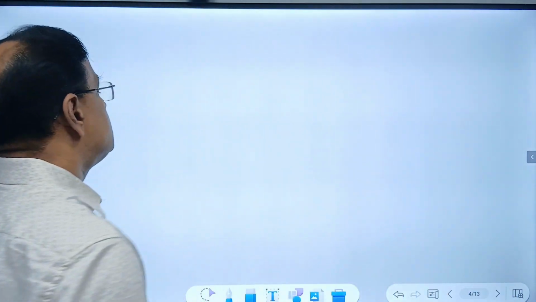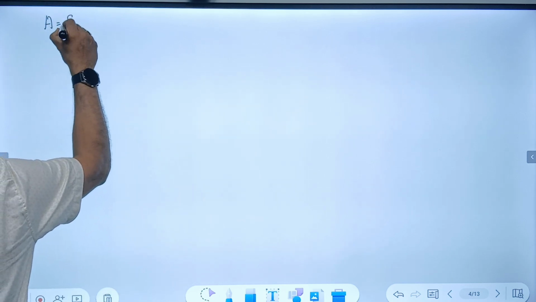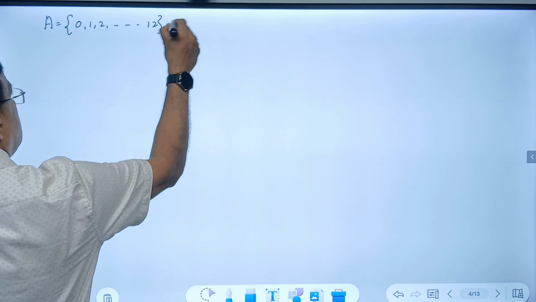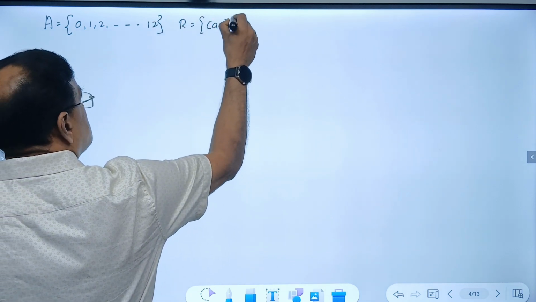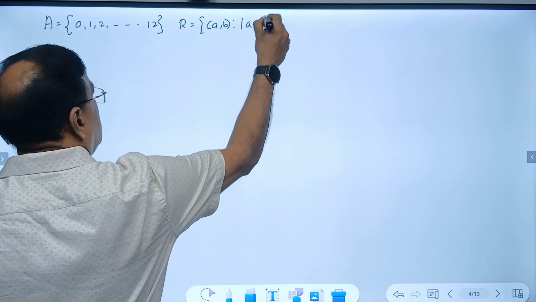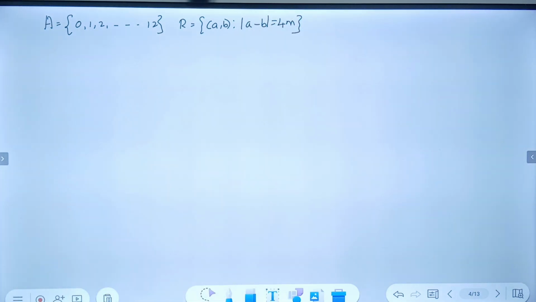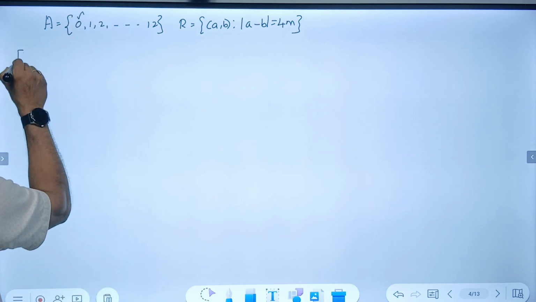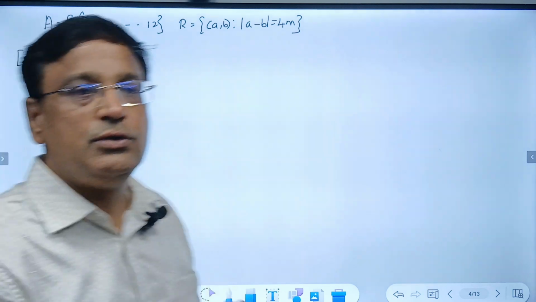Now, let's go to this. I have my set A. What was my set A? It was 0, 1, 2 up to 12. And what was the relation? The relation is elements of the form a comma b such that modulus of a minus b is a multiple of 4. Correct? So now what I will do, first I'll take this number 0 and I'll write like this. This means equivalence class of 0.